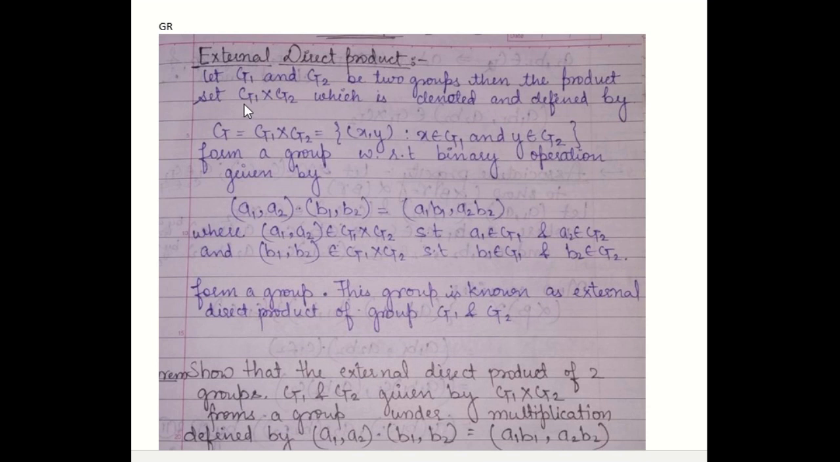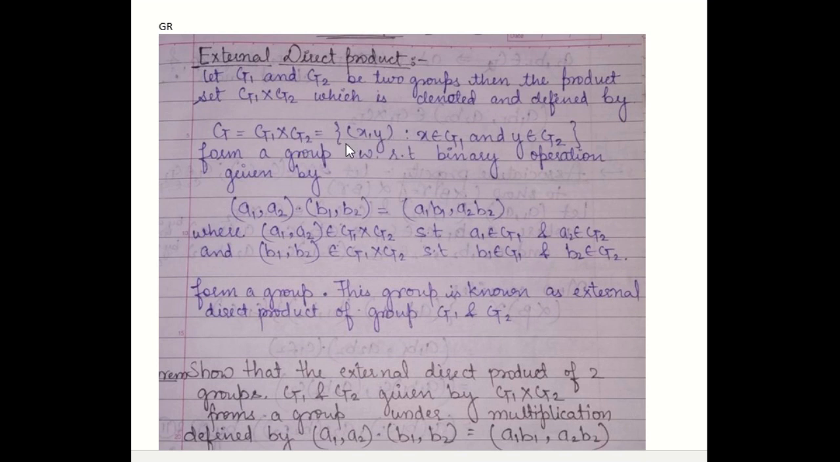You must know about this G1 cross G2. It is not necessary that G1 cross G2 is always equal to G2 cross G1, and G1 cross G2 is different from G1 G2. Here it is an ordered pair in which the first element is taken from group G1 and the second element is taken from group G2.